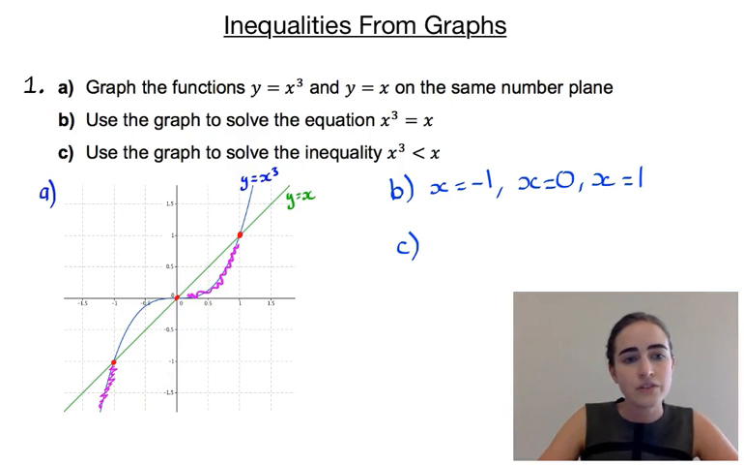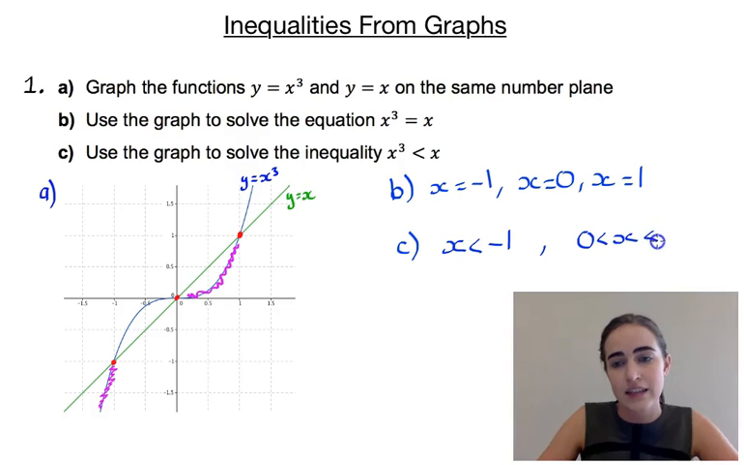Looking at this one first, that's any x value that's less than minus 1. We'll have that graph underneath. We've got x is less than minus 1. And we also have this region here where x is between 0 and 1. We'll have 0 is less than x is less than 1. So anywhere in either of those regions, we'll have x cubed being less than x.